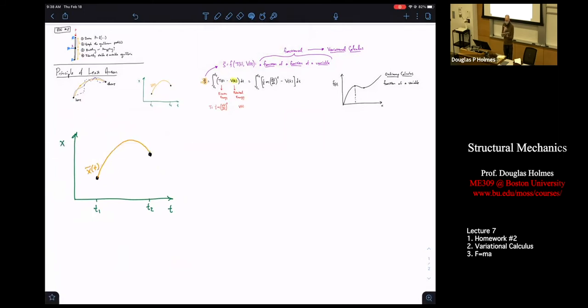So this is our curve. What I want to do is say, let's look at a different curve. We'll call it x of t instead of x bar of t. It's going to be slightly different than our orange curve. I'm going to exaggerate that difference right now for the sake of drawing it, but I want you to imagine that it's really a tiny variation of our actual curve.